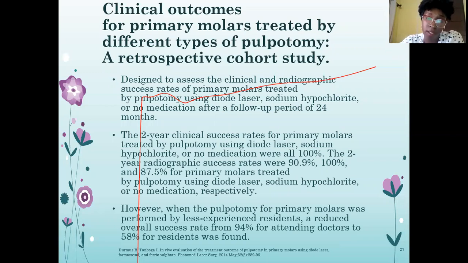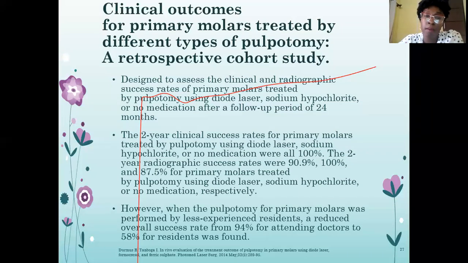Again, I guess because hypochlorite is a hemostat; it has hemostatic properties and is also antimicrobial. But with no medication at all, meaning after removing the coronal pulp, achieving hemostasis using pressure, maybe zinc oxide was placed directly on the pulps. That is no medication, but radiographically the success rate was 87.5%.